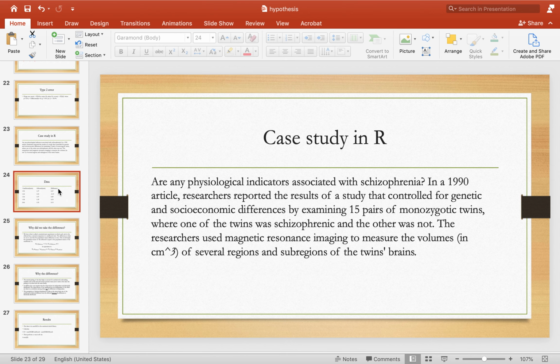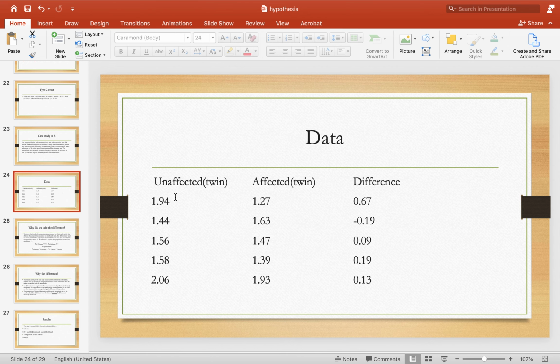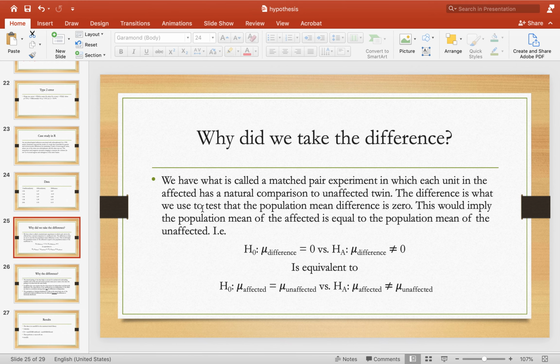Okay, so here's what the data looks like. This is a real study. There's a non-schizophrenic twin, the unaffected, and this is the brain size. Then there's the affected twin, and here's their brain size. I calculated the difference. Why is taking the difference a good thing?